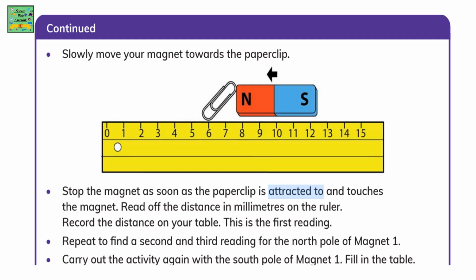Read off the distance in millimeters or centimeters on the ruler. Record the distance on your table. This is the first reading. Now repeat the above steps to find a second and third reading for the north pole of magnet 1. Carry out the activity again with the south pole of magnet 1 and fill in the blanks of the table.